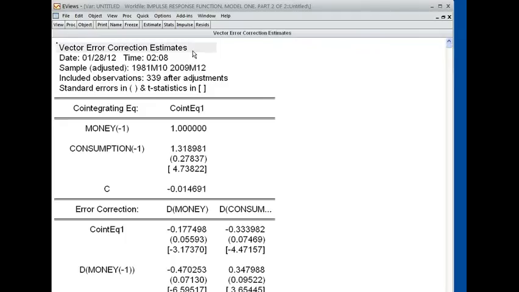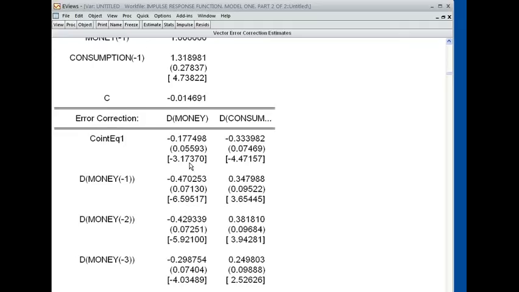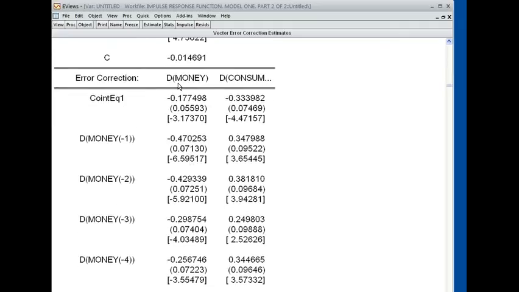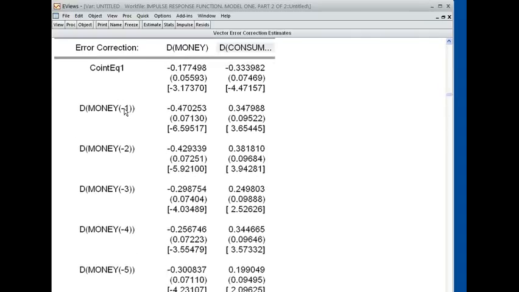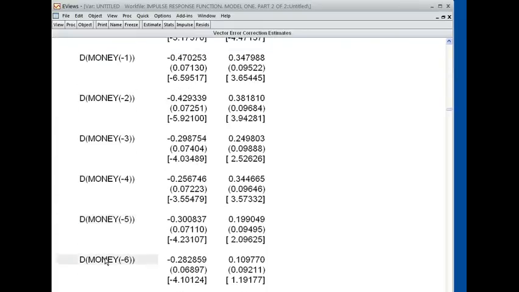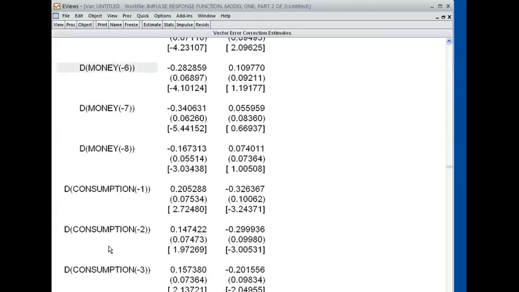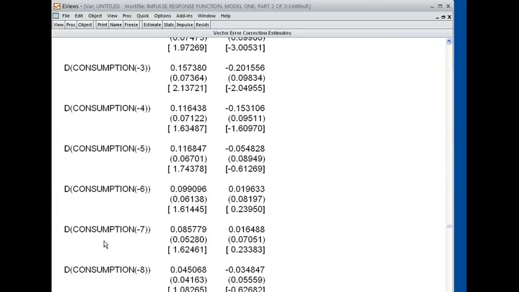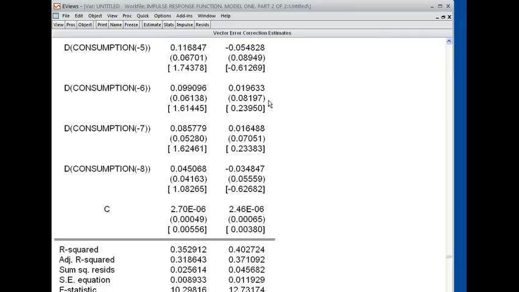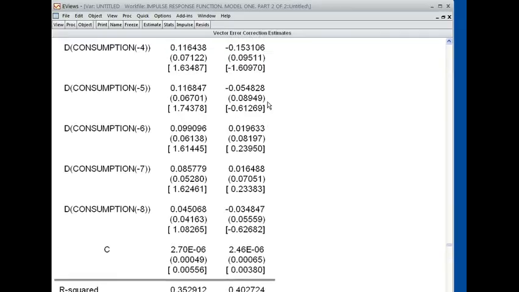So this is the vector error correction estimate, and this is the one co-integrating equation, and my models are coming up. This is the dependent variable, right? Money supply and consumption, and we have chosen 8 lags. All lags are coming up. So this is my vector error correction model.